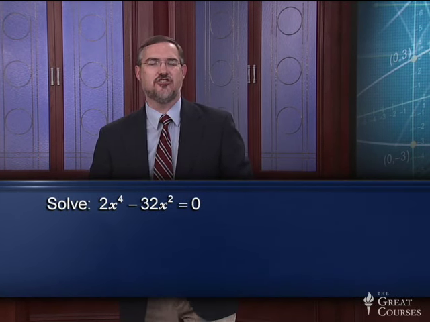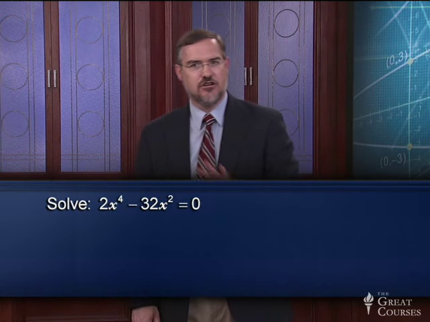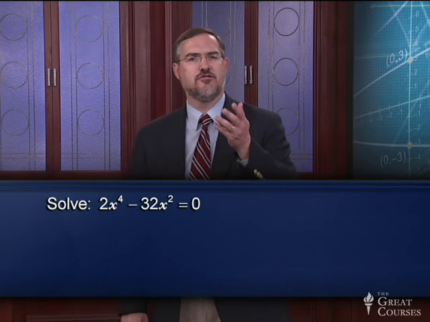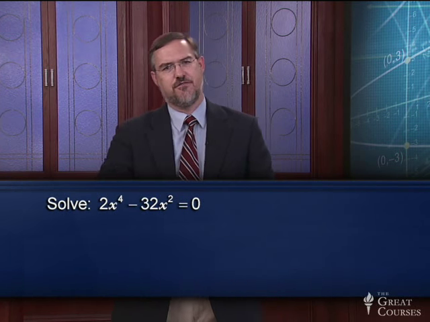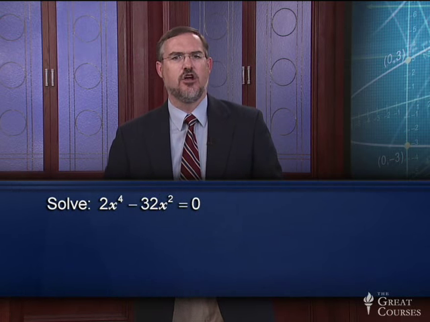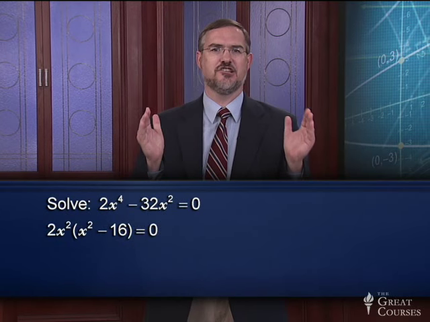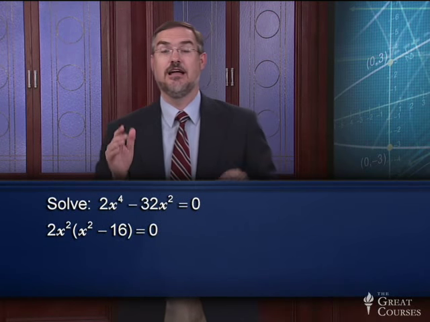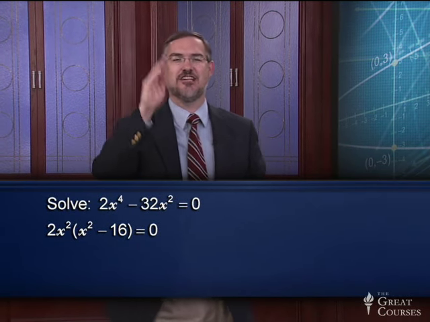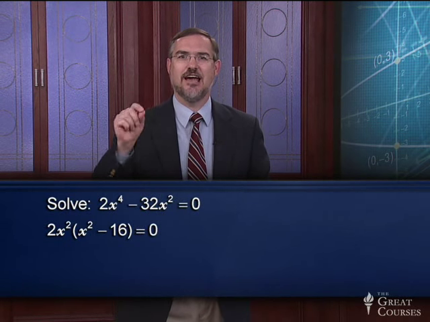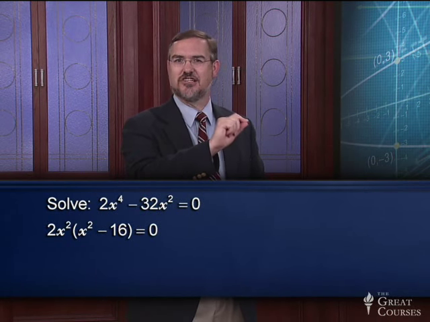Well, in this case, you can factor out an x squared and you can factor out a 2. So if you start with the original equation and you factor out a 2x squared, you're going to have 2x squared times (x squared minus 16) equals 0. And now you say, I see the difference of two squares. The x squared minus 16.